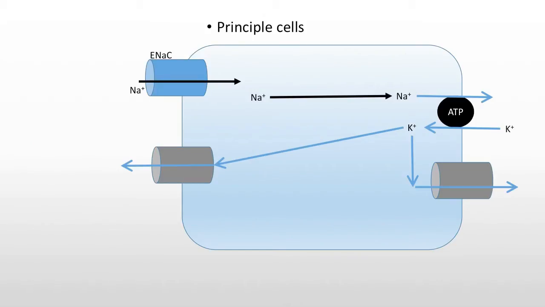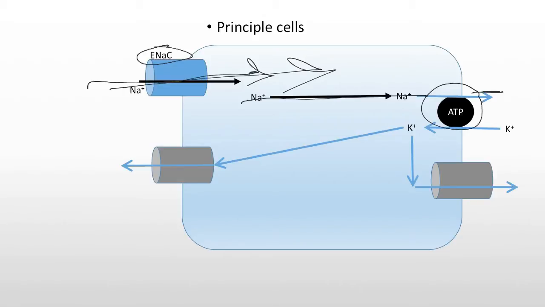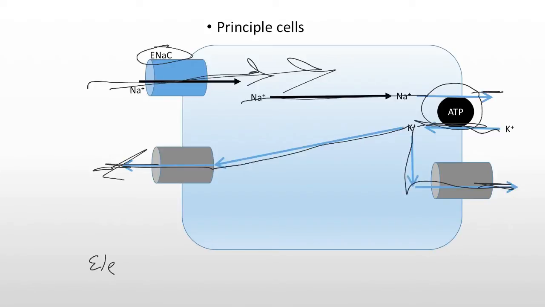So let's take a quick look at how the principal cell works. The principal cell has these sodium channels called ENaC channels, so sodium can freely move in, and then sodium gets pumped out the basolateral membrane by the sodium-potassium pump. That creates a concentration gradient, pulling more sodium in. The sodium-potassium pump pulls potassium into the cell, and the potassium can either diffuse back out the basolateral side or it can diffuse out into the lumen. Whether or not it diffuses into the lumen is all determined by the electrochemical gradient, also called the electrochemical lumen potential.